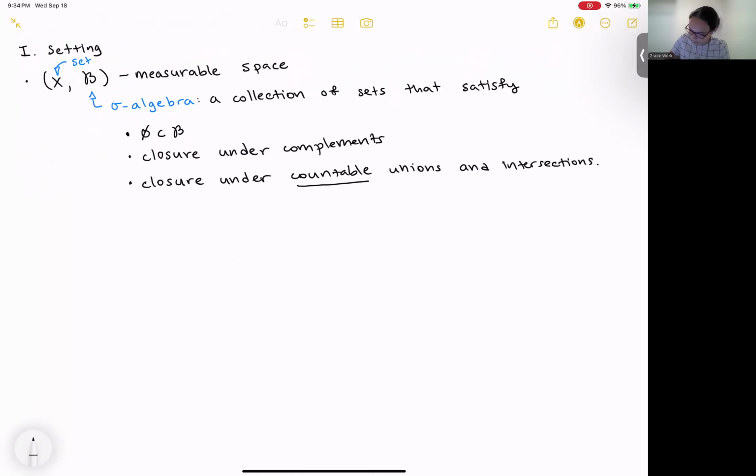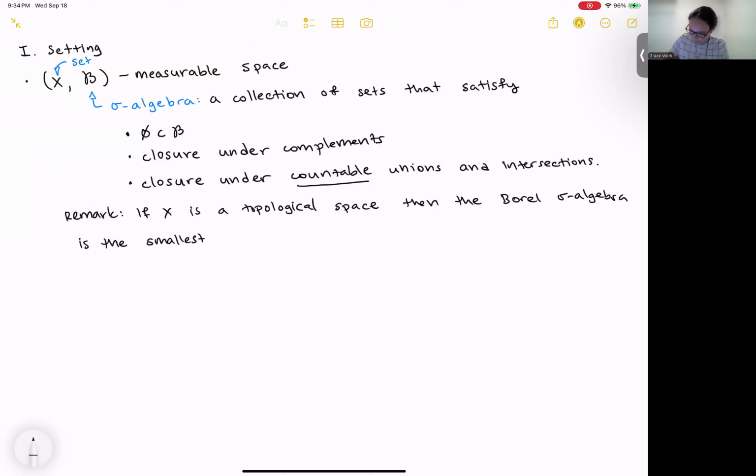In particular, or as a remark, if X is a topological space, then the Borel sigma algebra is the smallest sigma algebra containing all the open sets of X.